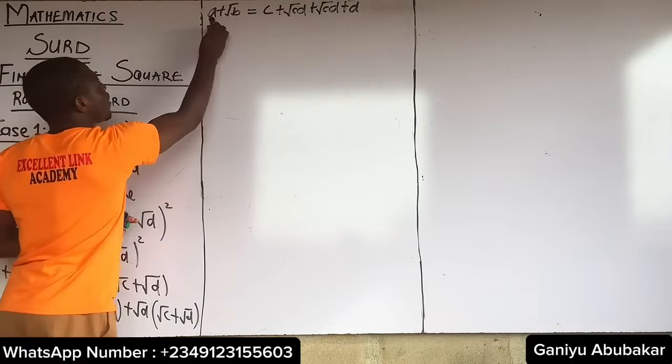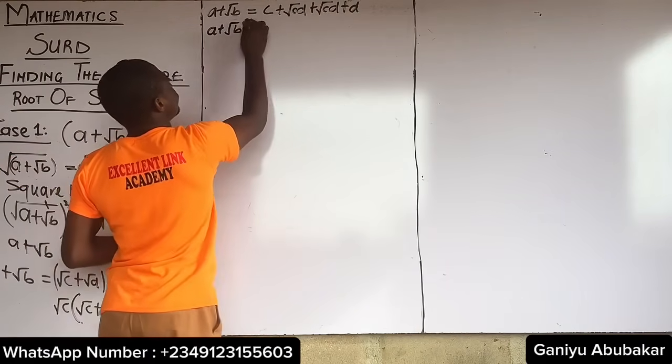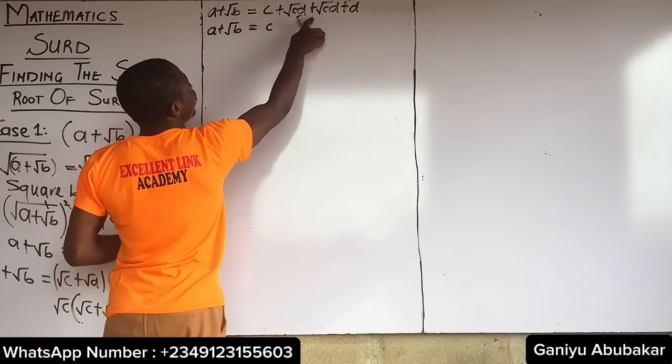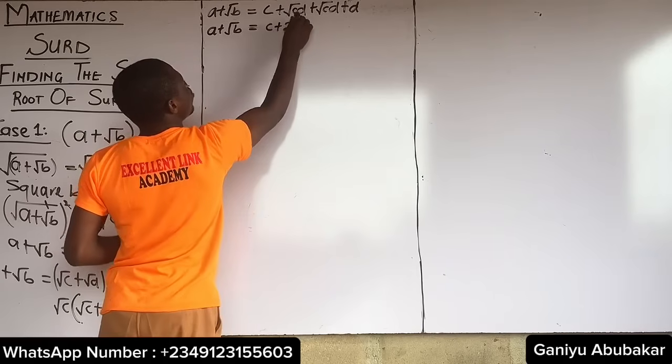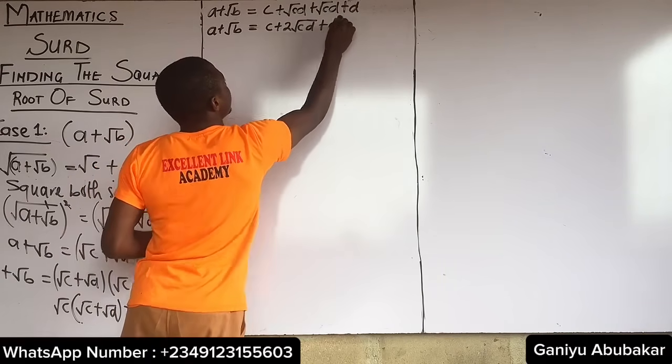So from here I'll have a plus root b is equal to c plus root cd plus root cd, that will give plus 2 root cd, next up plus d.